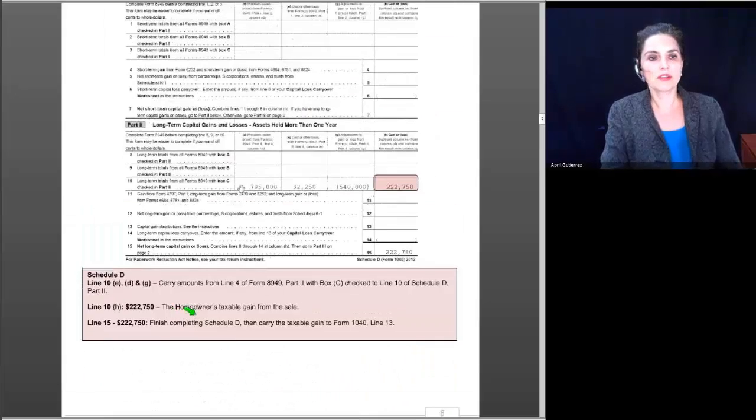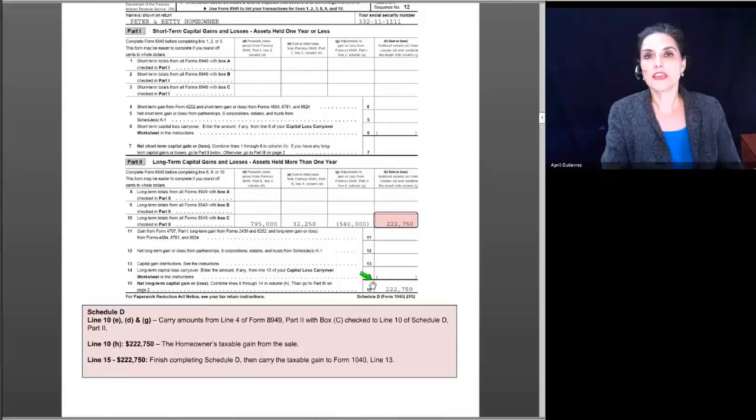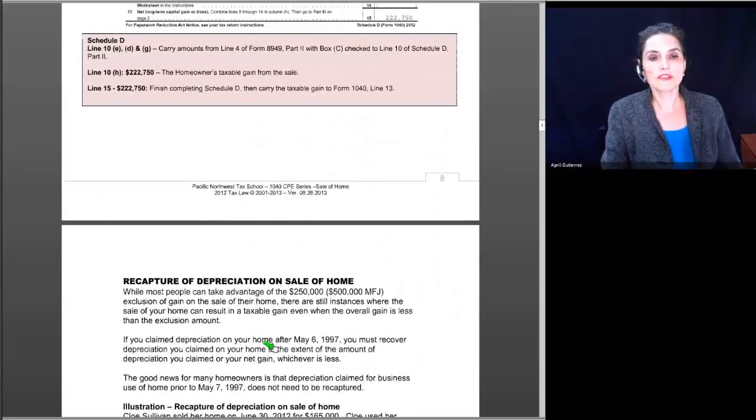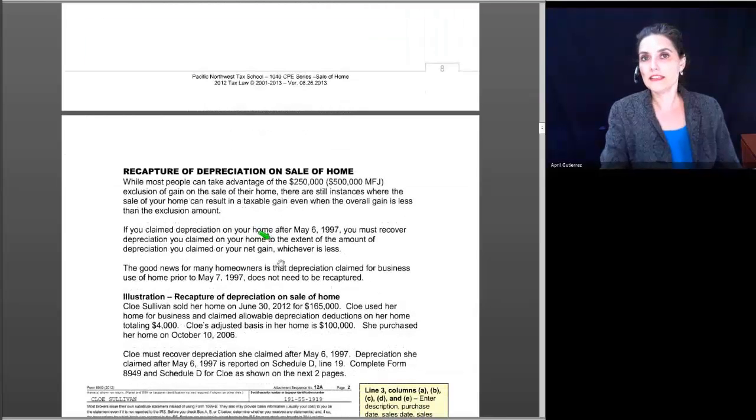So in our example here with Peter and Betty Homemaker, the gain exceeds their exclusion amount. That's why they still have to pay tax. But there are situations where the gain can exceed the exclusion amount, and they're still going to have to pay tax. And so that's what we're going to talk about here.